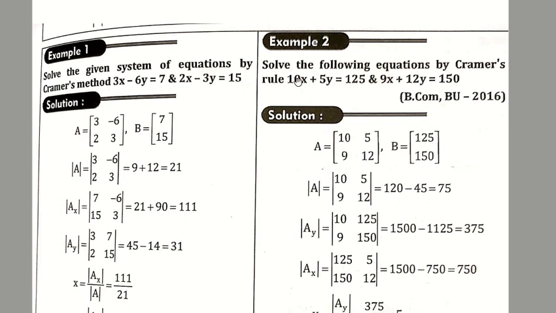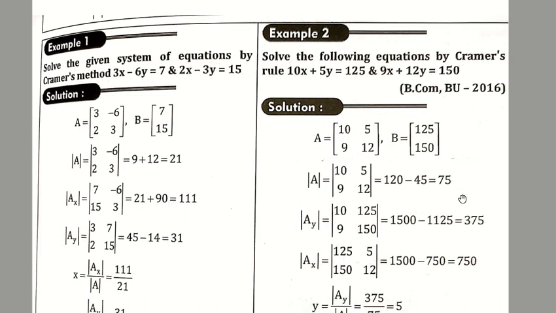First you convert the equation into a matrix, which is 10 and 9, which is the coefficient of the x, then 5 and 12, which is the coefficient of y. Then you have the constant, which is 125 and 150. So now let us find out the determinant of A matrix. 10 into 12, 120, 9 into 5, 45, 120 minus 45 gets 75.